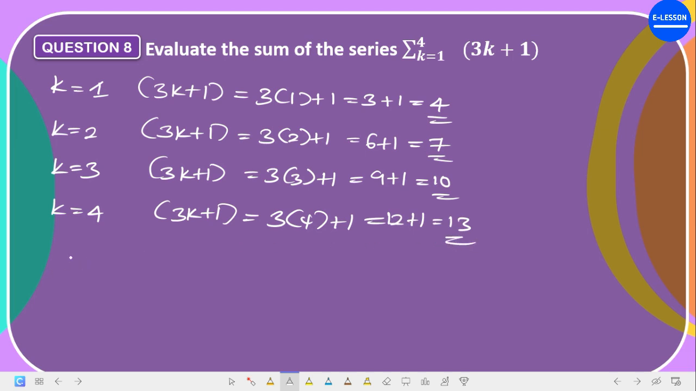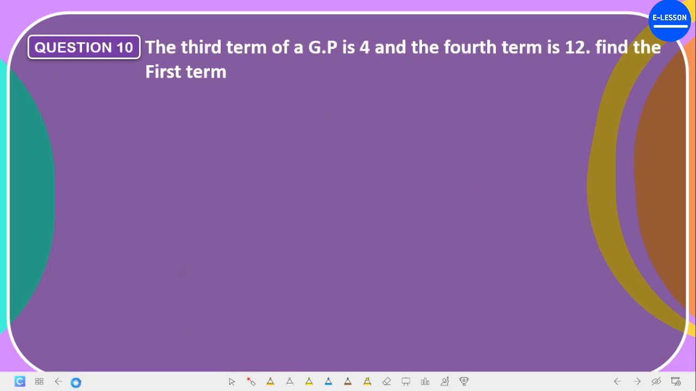So our sum is, just add everything there. 4 plus 7, 11, plus 10, 21, plus 13, which is 34. But let's try it with calculator. 4 plus 7 plus 10 plus 13 is 34. So the sum of that sequence is equals to 34. It's as easy as that. Now let's try the next.